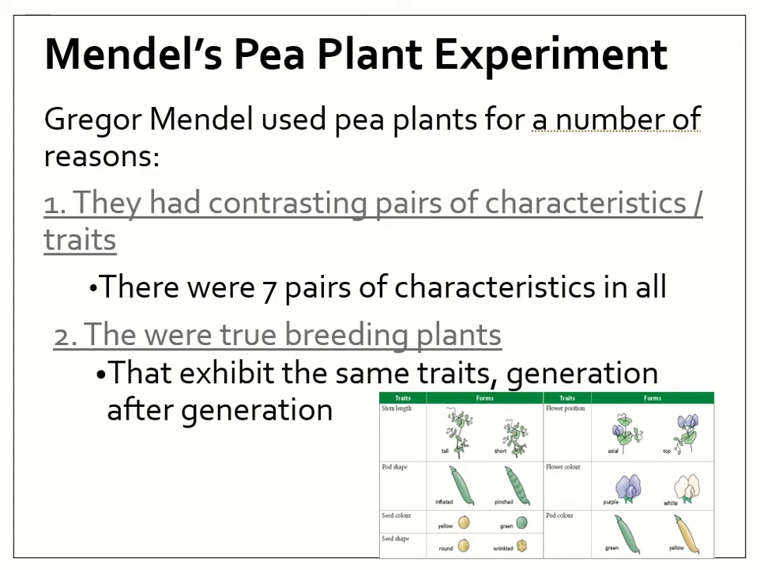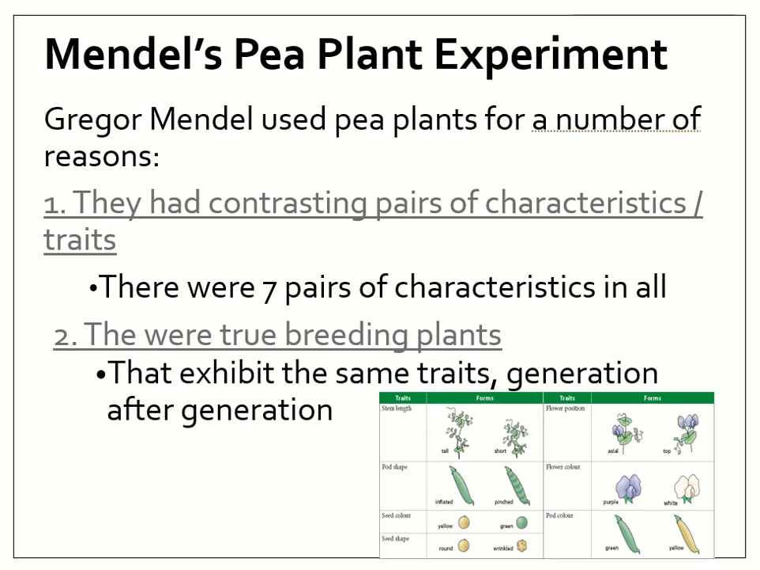A couple of things he was able to discover while he was doing his experiments is that pea plants have two contrasting characteristics. So if you look at the table on your slide, you'll see for stem length, it was short or tall. There's no medium trait. Same thing with your pea pods, it was inflated or pinched. It was green or yellow. There's no third, fourth, fifth trait. So it really made it easier to study and understand inheritance because there's only two traits.